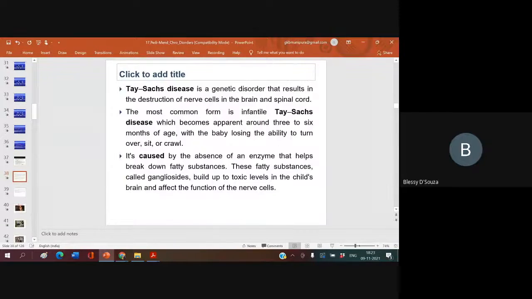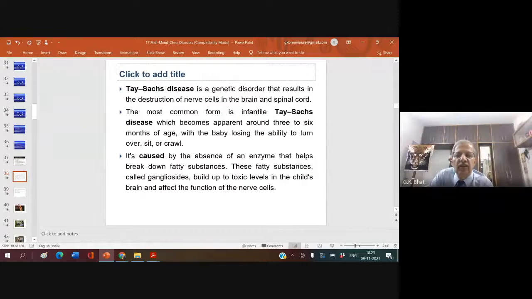What is Tay-Sachs disease? Just to know about that. Tay-Sachs disease is a disorder resulting in destruction of nerve cells in the brain and spinal cord. This is due to the accumulation of a fatty substance, which makes the nerve cells defunct.